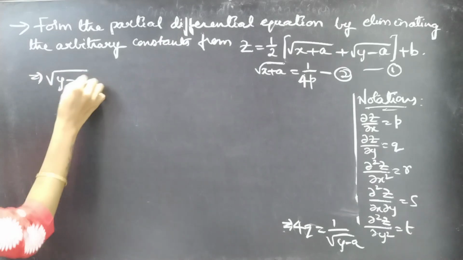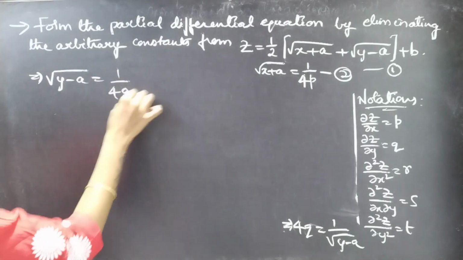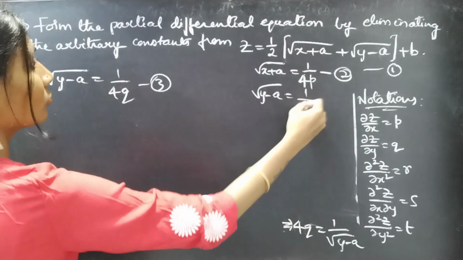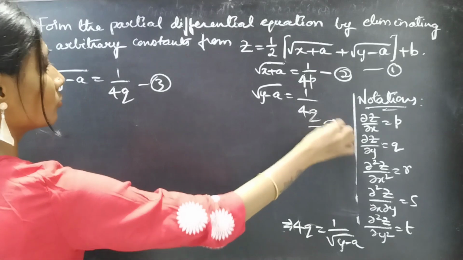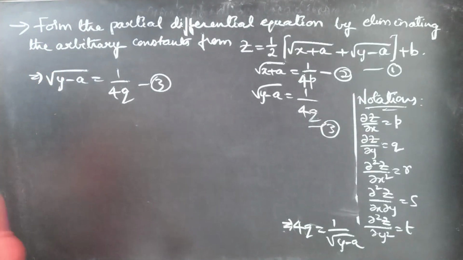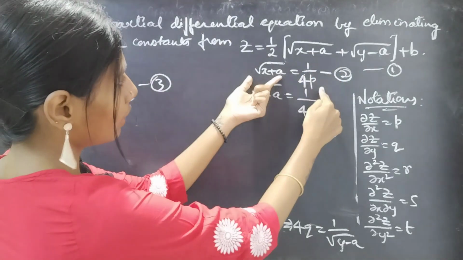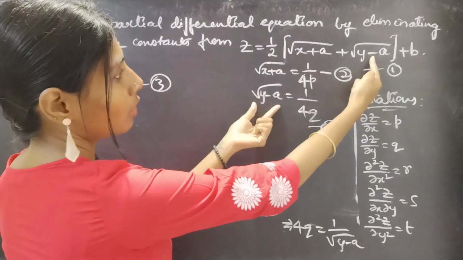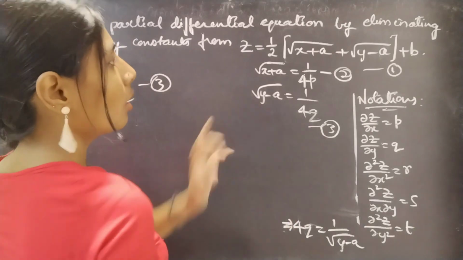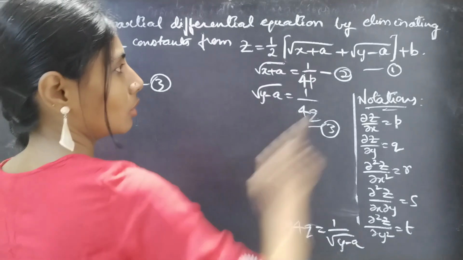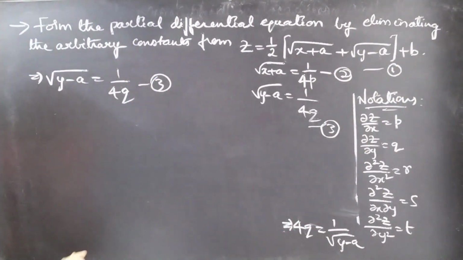Square root of y minus a equal to 1 by 4q. Consider this as equation number 3. Now observe 1, 2 and 3. We can replace square root of x plus a by 1 by 4p using 2, and replace square root of y minus a using 3. But by replacing these two using 2 and 3, a gets eliminated but b remains the same, right? So this won't work. Now we'll observe 2 and 3.